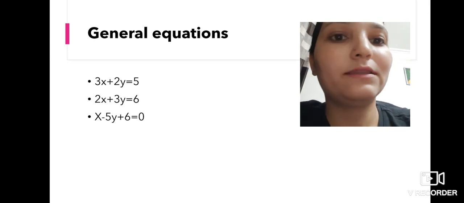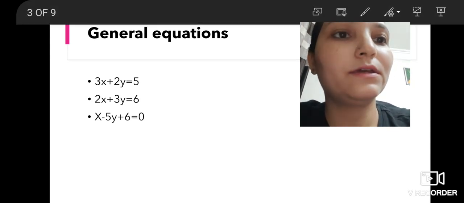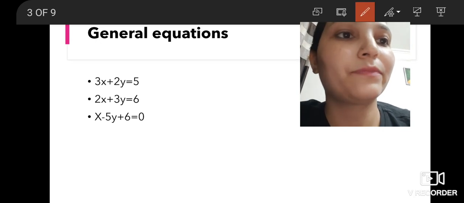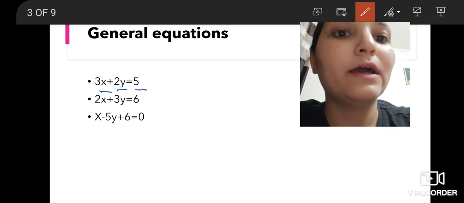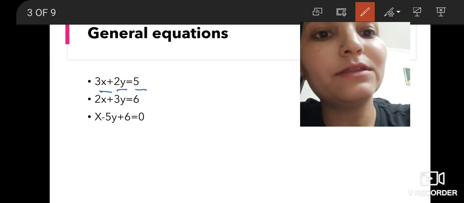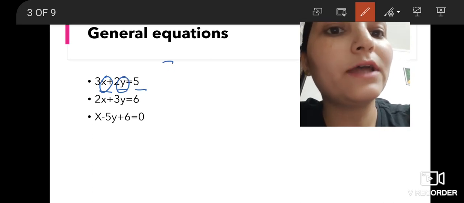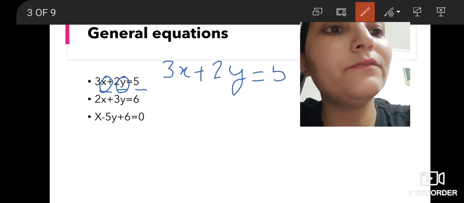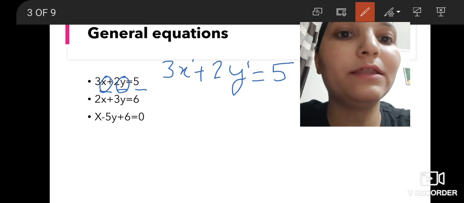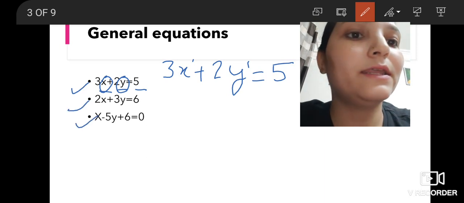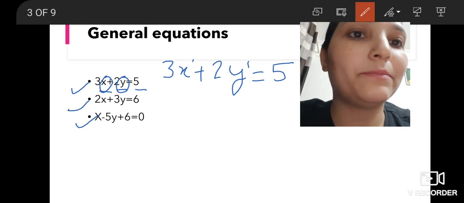Like if you see, if you have 3x plus 2y is equal to 5, this is a linear equation, since these are two variables x and y and they both have degree 1. So these are linear equations in two variables. These three all are linear equations in two variables. Now the first thing we have to learn in this chapter is the general equation.